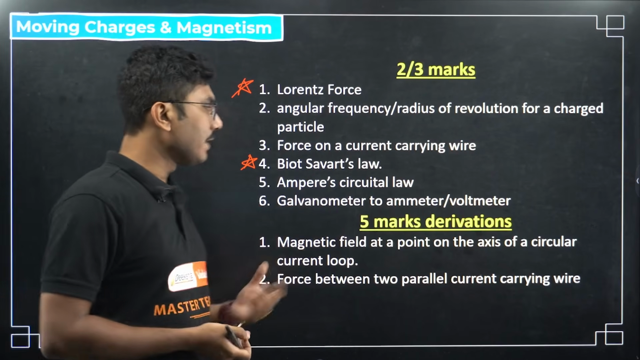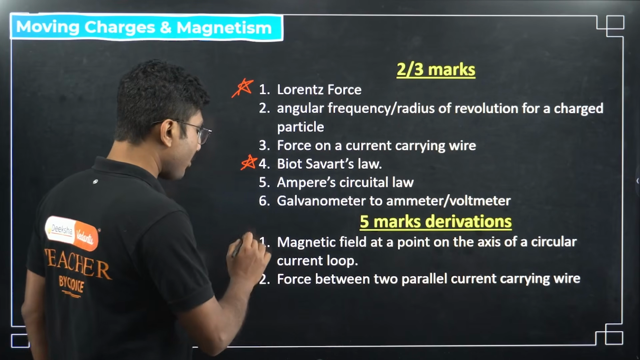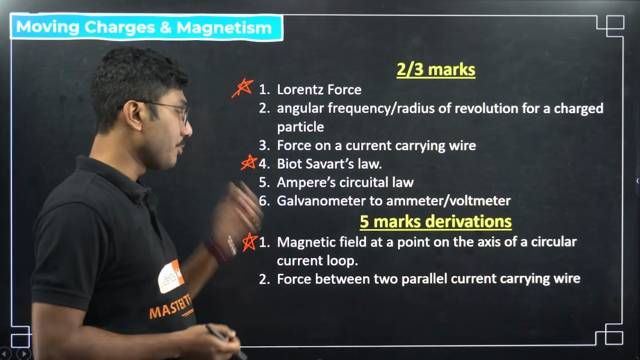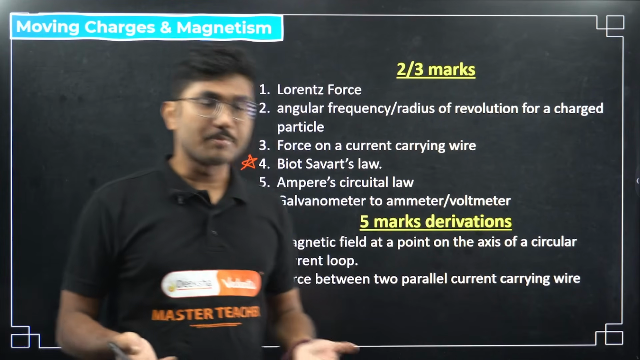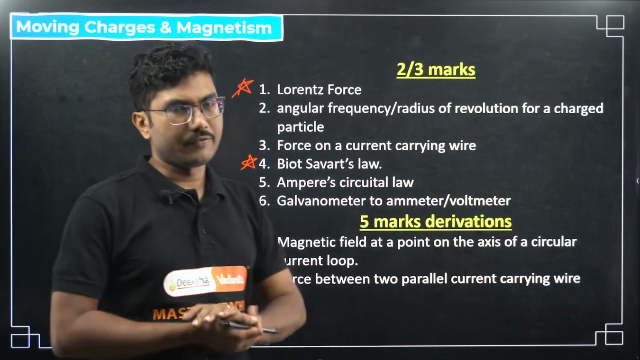Next, magnetic field at a point on the axis of a circular current loop. This is a super duper important derivation, and again, important for all upcoming exams. Force between two parallel current carrying wires is also important, but if it is not there in your syllabus, you can skip it for your FA1, right?